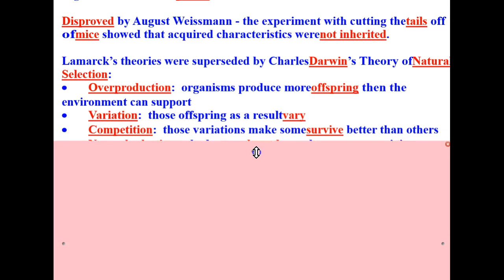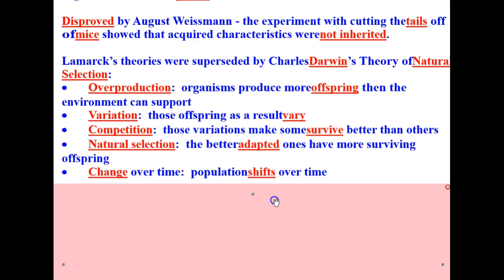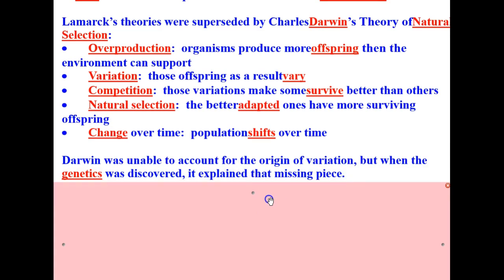Next, competition. Those variations make some survive better than others. Natural selection. The better adapted ones have more surviving offspring. And this leads to change over time. Populations shift over time. Darwin was unable to account for the origin of variation, but when the genetics was discovered by Gregor Mendel, it explained that missing piece as to how the variation took place.